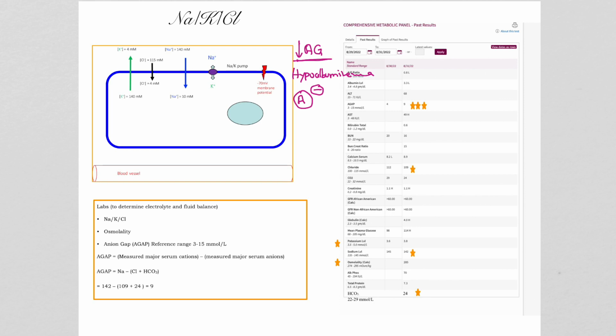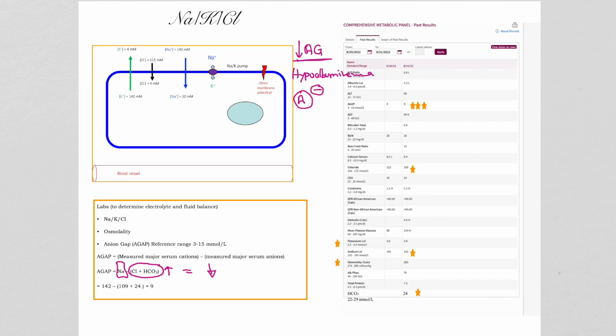Why that happens is because if your albumin goes down, then these ones will go up. It will increase this. This remains the same. And so your anion gap now goes down. So hypoalbuminemia, which can be caused by many diseases, especially kidney problems, or if the liver is not making enough albumin, can result in a low or decreased anion gap.